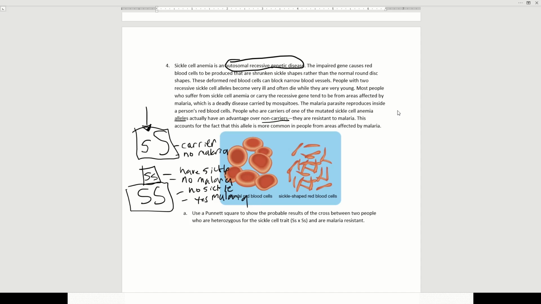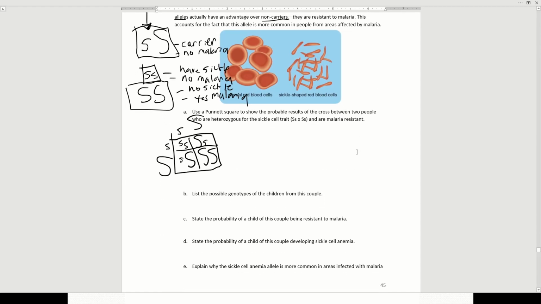So use a Punnett square to show the results of two heterozygous people. So two people, these are the people that are likely to survive because they won't get malaria and won't get sickle cell. So little s down, big S down, little s across, big S across. Okay. What are the genotypes of the child? Well, all genotypes are possible.